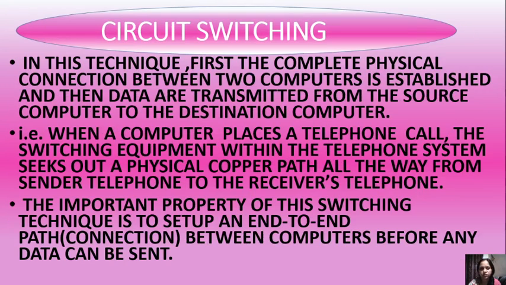Here the first one is circuit switching. So what's its meaning? Circuit means what, in general? In the field of electronics, a circuit is a closed path that allows electricity to flow from one point to another. This is the general meaning, that a circuit is a closed path.